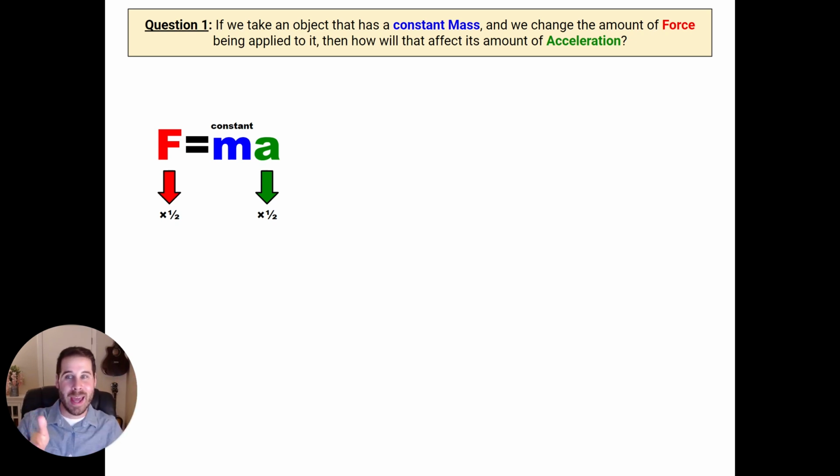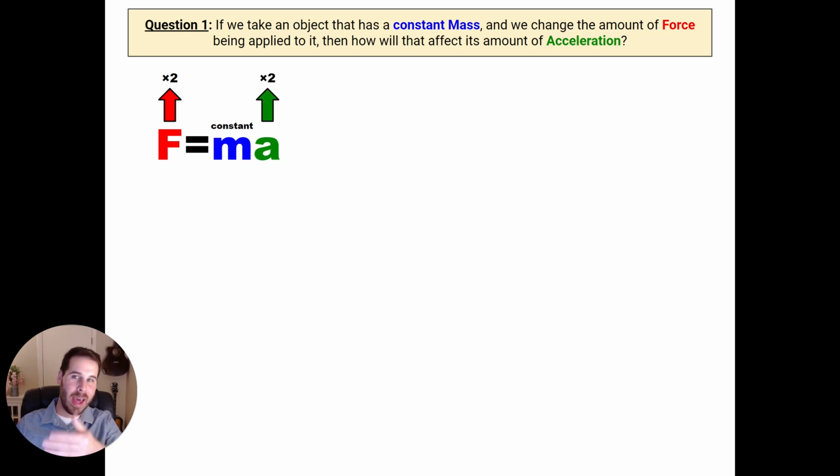If you have half of a, then you're going to get half of F because m is staying constant. So instead of thinking about using less force, think about using more force. Let's say you double the strength with which you're pulling on that cart, and you use twice the force. How would that affect the acceleration? Well, you're going to end up getting twice as much acceleration.